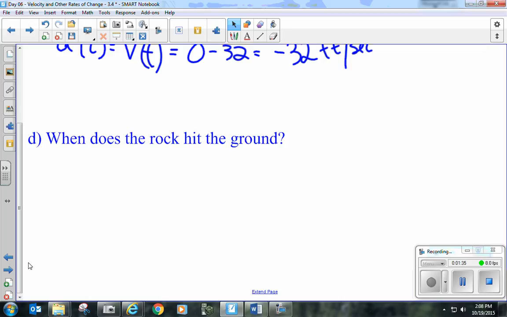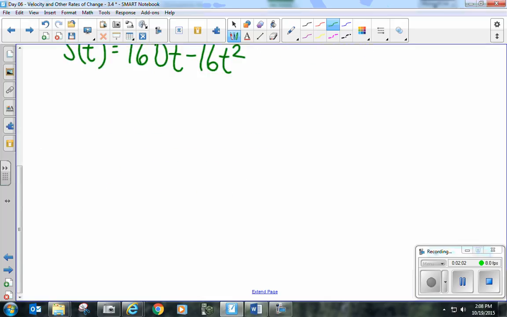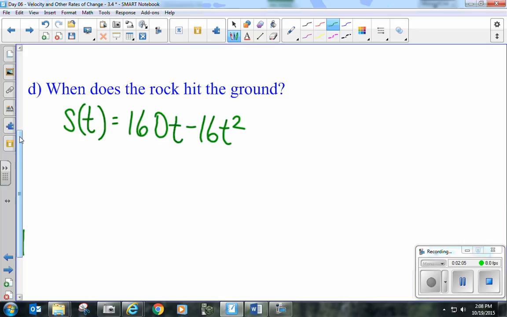So what was our original equation? This was the original position equation. If it hits the ground, it has a height or a distance of 0. Okay? So I'm going to set that equal to 0. This thing right here? Yes, this is 0. It looks like a D, maybe an O, but it's a 0. So, 0 equals 160t minus 16t squared.